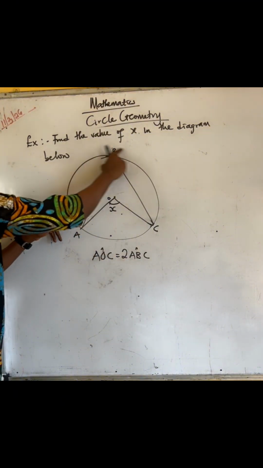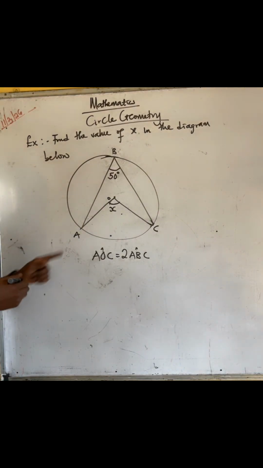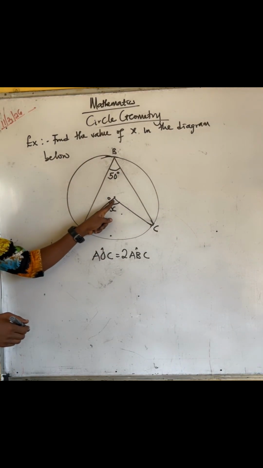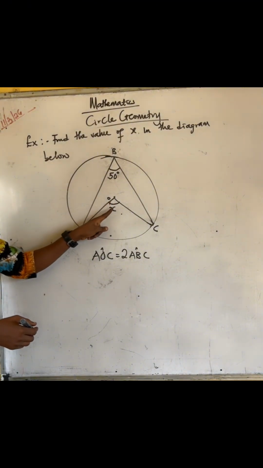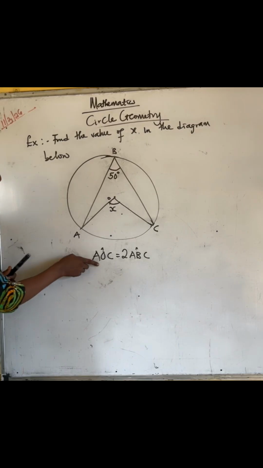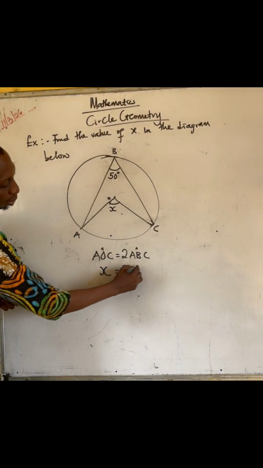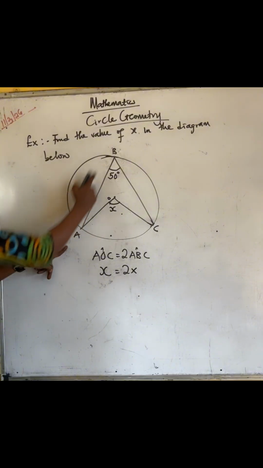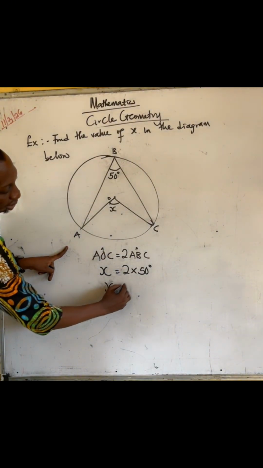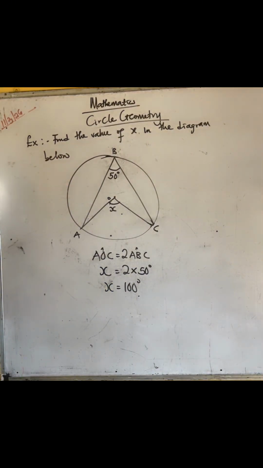This one, don't forget, a circumference is a line that makes up the circle. So all these parts here are called circumference. Then this is my center. So the angle here is twice the angle here. So because my angle AOC is x, x is equal to 2 times my angle ABC, which is 50 degrees. So 2 times 50 is 100 degrees. And that is the value of my x.